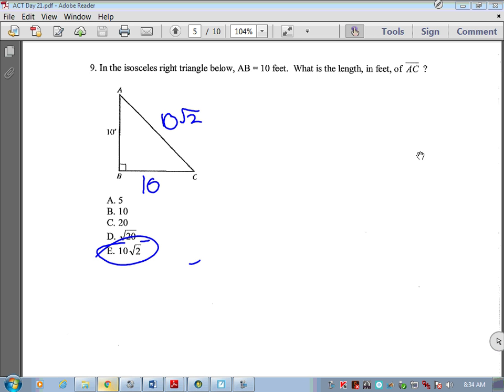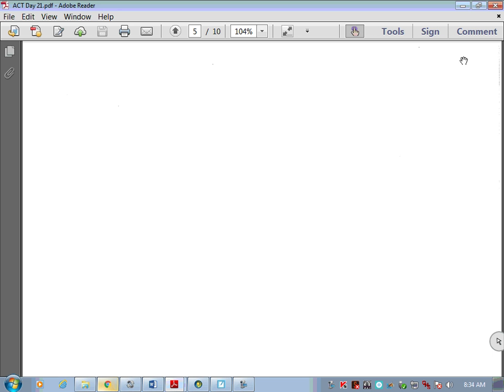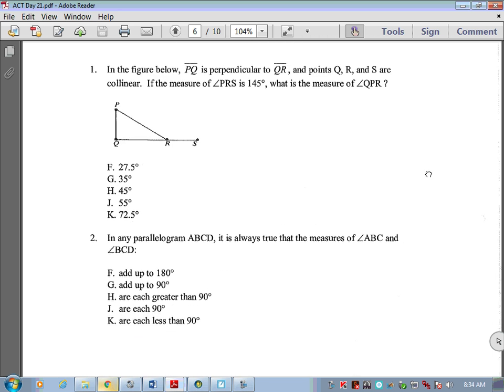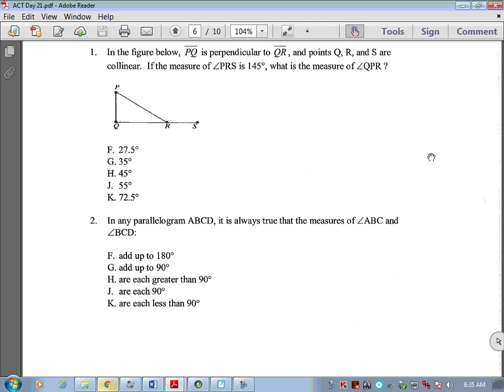Okay, now we're getting over to supplementary angles. Just as a quick refresher, what does the term supplementary mean? 2 angles that add up to 180 degrees. And this is going to use some remote interior angles, some of that type of thing. 1. Okay, in the figure below, PQ is perpendicular to QR. What that's telling me, if 2 lines are perpendicular, then they meet at a right angle. Let's see. Points Q, R, and S are collinear. It's a straight line across.